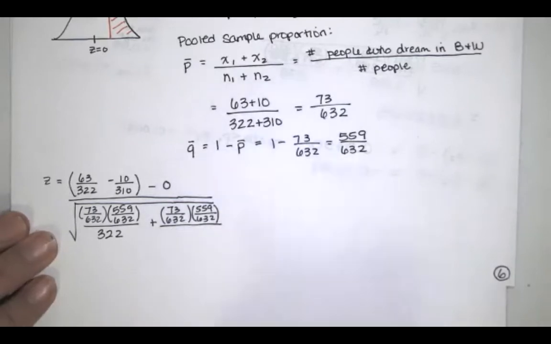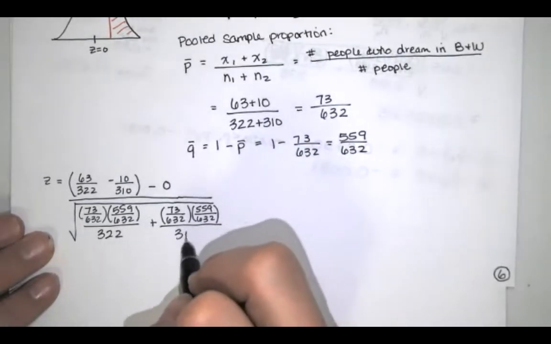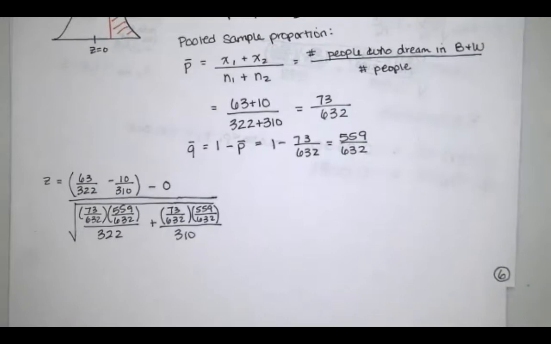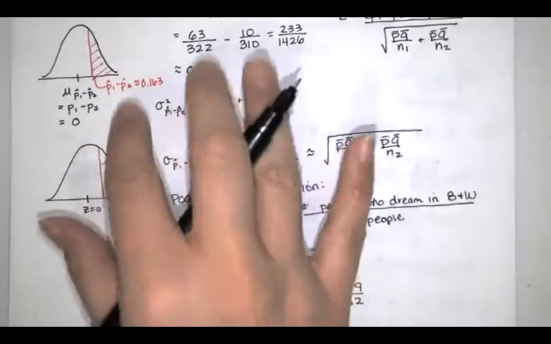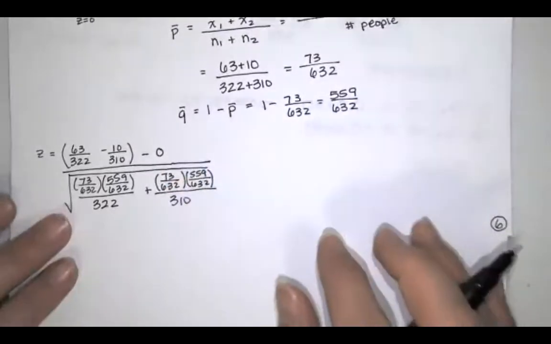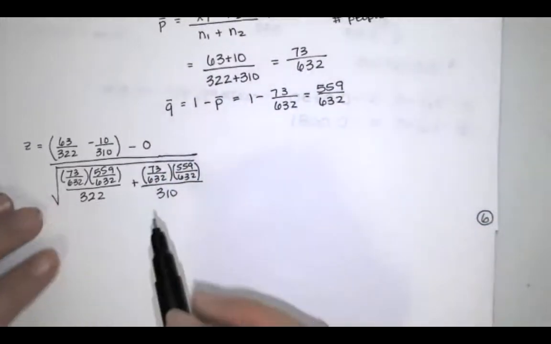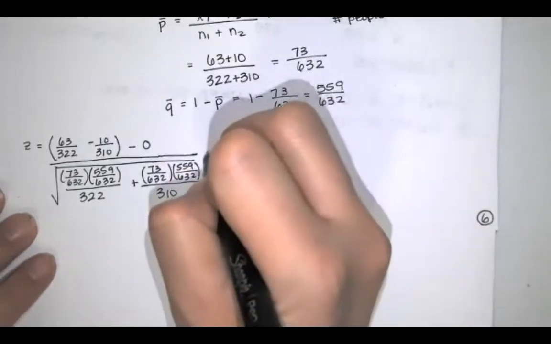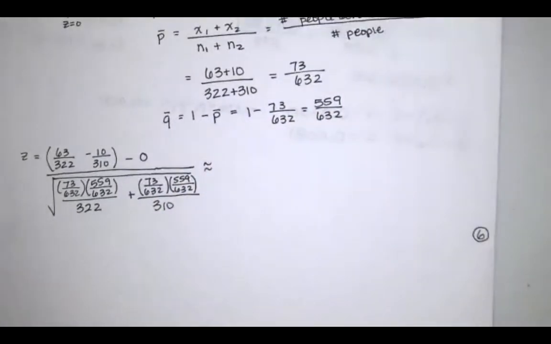And then we're dividing by the second sample size, which is 310. So this is going to give us a number of standard deviations above or below the mean. We're going to know it's above the mean because that p1 hat minus p2 hat was positive. How far above the mean is that? How many standard deviations is that, assuming this is the standard deviation of that distribution of p1 hat minus p2 hat? So let's use our calculators to figure this out.